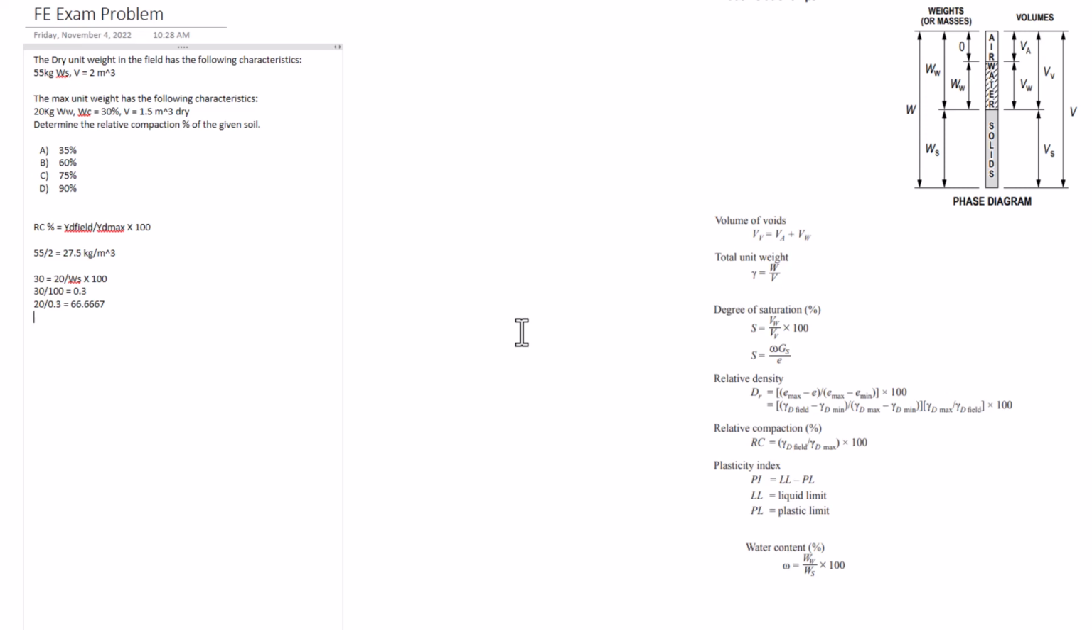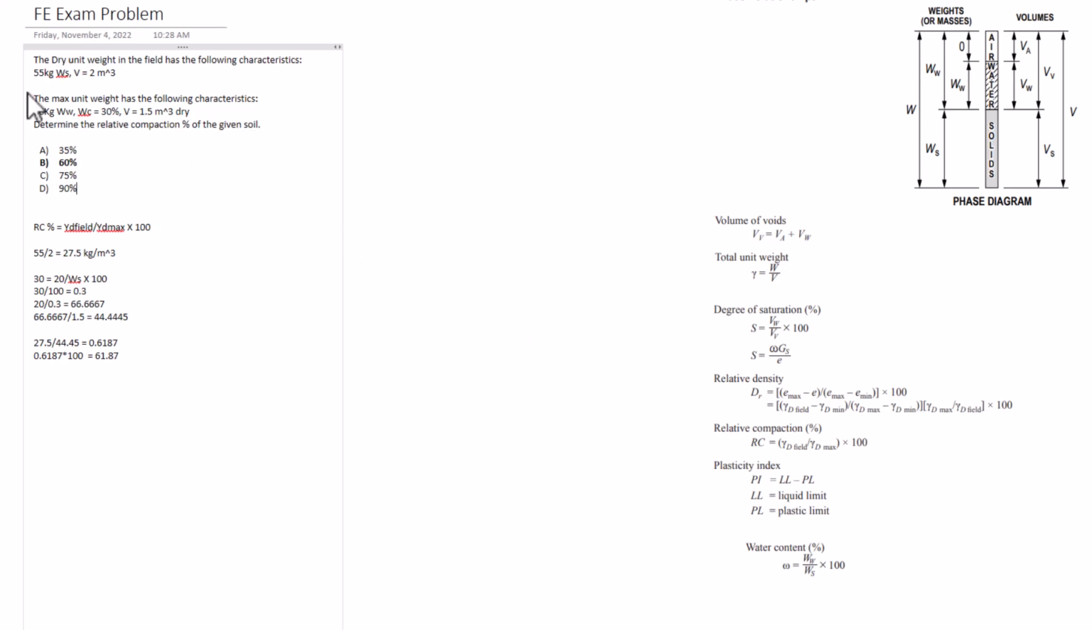But remember, that is just our weight of solid. Now we're going to divide that by our volume, which is 1.5, and that's going to give us 44.4445. So now we can find the relative compaction percentage here. So we go 27.5 divided by 44.45, I'm just going to round it off, equals 0.6187, and then we times that number by 100. That's going to give us our percentage here, 61.87. So it's looking like we're going to be answer B in this case.